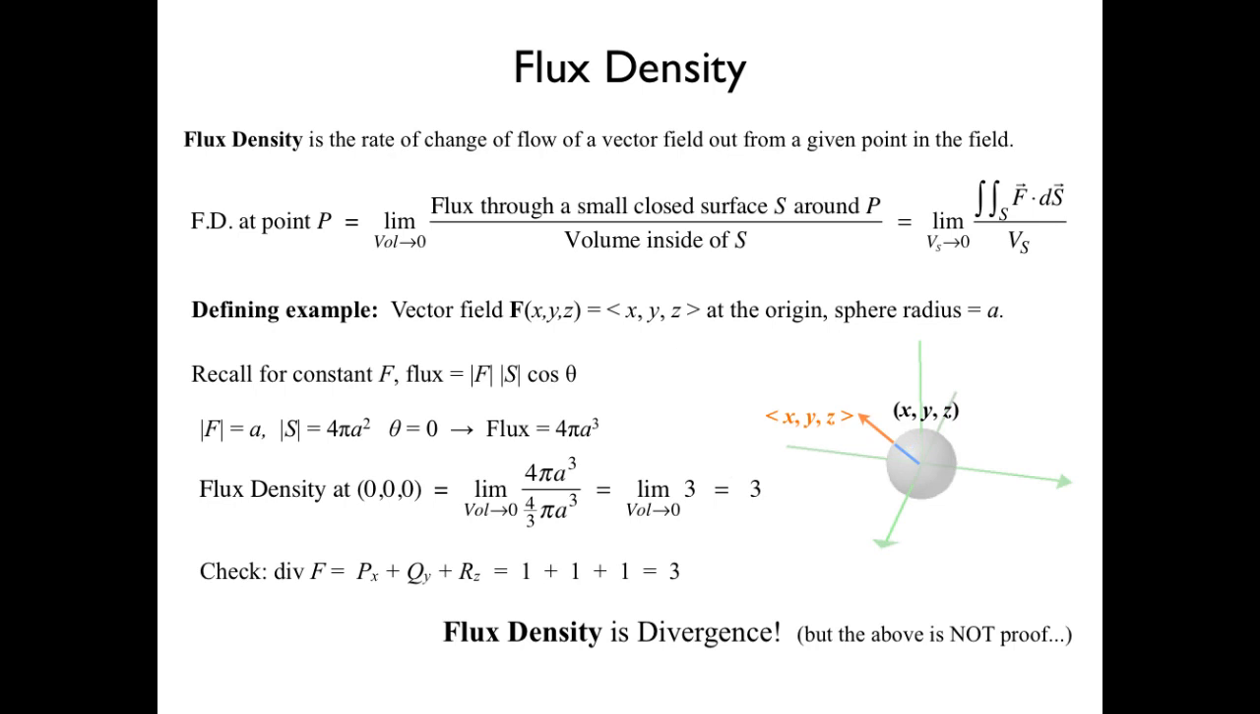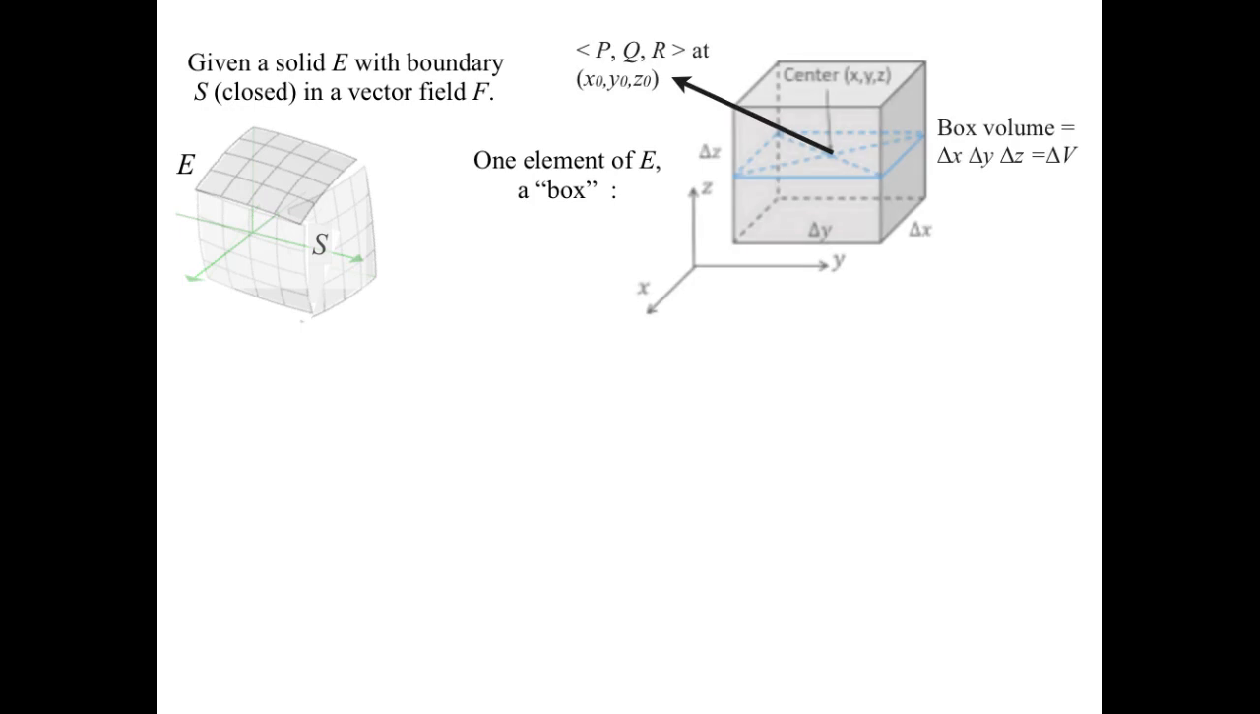So here's just an outline of the proof. You've got a solid E with a boundary S, so the boundary of E would be a closed surface in the vector field F. I'm just generically showing some solid E with boundary S. That thing is all filled up with elements that are like boxes, just a whole bunch of boxes all filled in there. So we look at one box, okay?